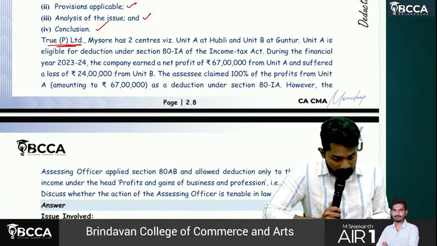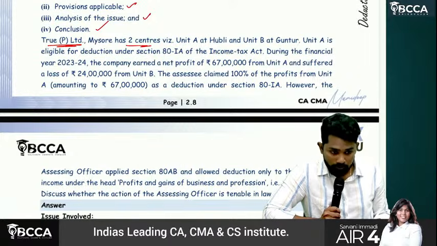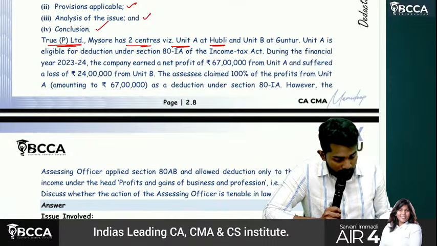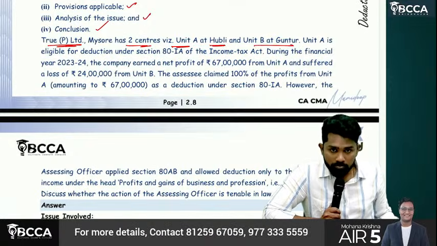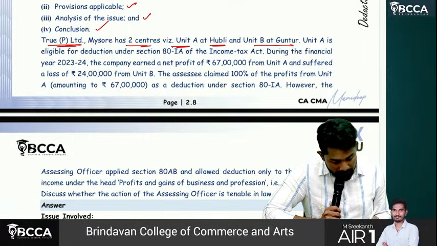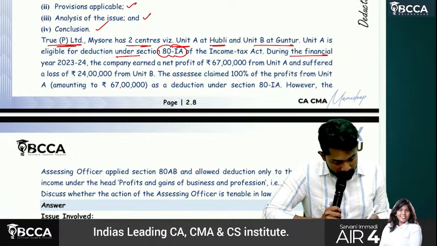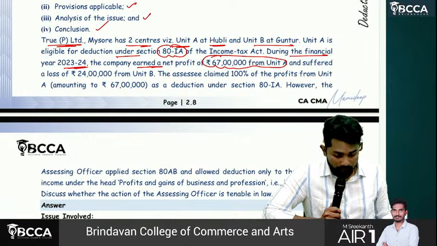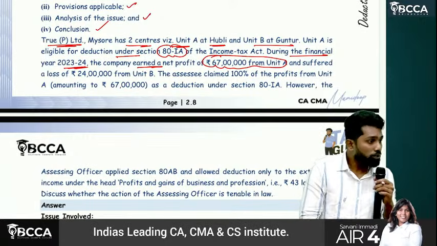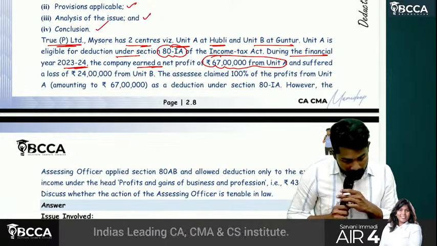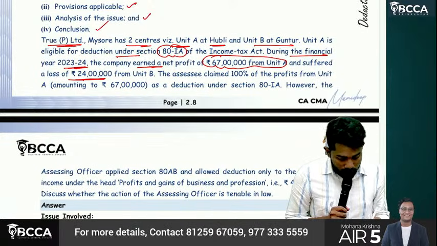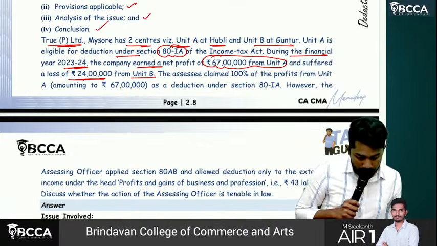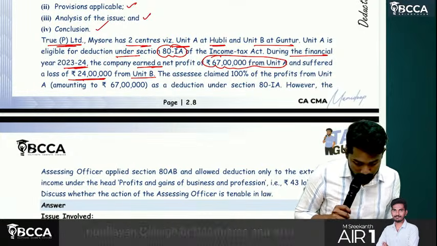True Private Limited, Mysore has 2 units. Unit A is in Hubli, Unit B is in Guntur. Okay. Unit A is eligible for deduction under 80IA. During the financial year 23-24, the company earned a net profit of 67 lakh from Unit A. Sir, which unit is eligible for 80IA? Unit A. Okay. And it suffered a loss of 24 lakhs from Unit B.